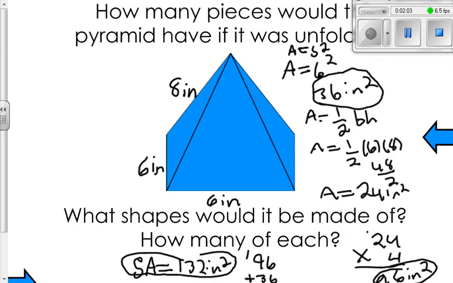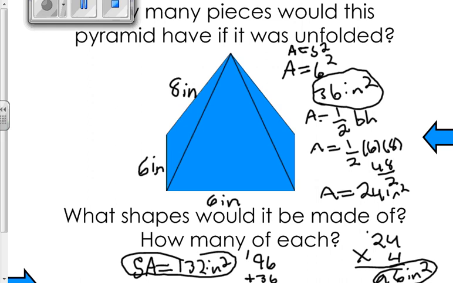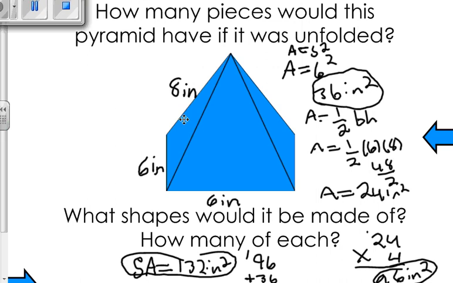Now we're looking at a square pyramid. So right here I went ahead and did this without unfolding it. We've got a square on the bottom, and we've got 1, 2, 3, 4 triangular faces. So let's find the area of our square. S squared, which is 6 squared, is 36 inches squared. The area for a triangle is 1/2 base times height. So 1/2 times 6, which is the base, times 8, which is the height. 48 divided by 2 is 24.